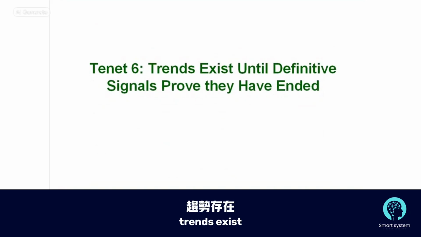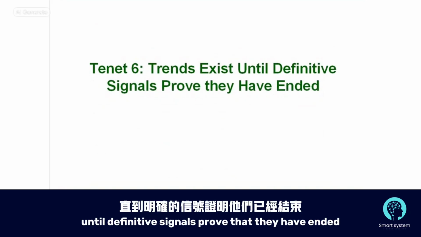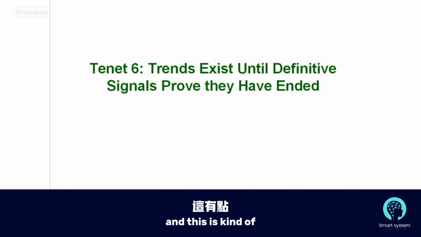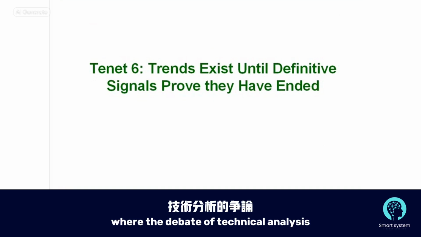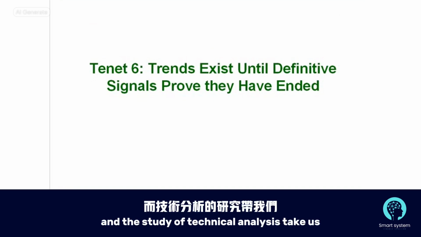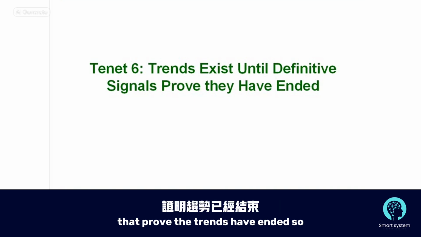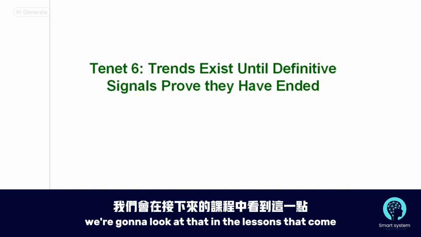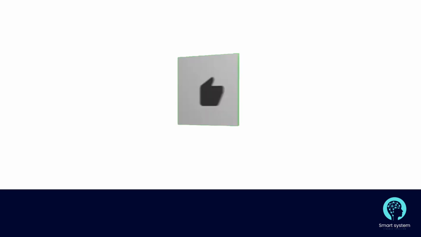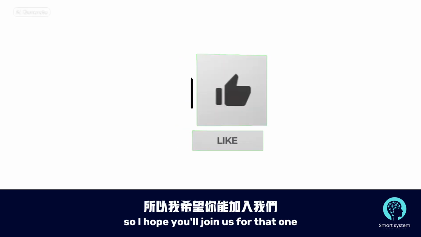Tenet 6 is that trends exist until definitive signals prove that they have ended. And this is kind of where the debate of technical analysis and the study of technical analysis take us, in terms of trying to determine what those signals are that prove the trends have ended. So we're going to look at that in the lessons that come. I hope you'll join us for that one.